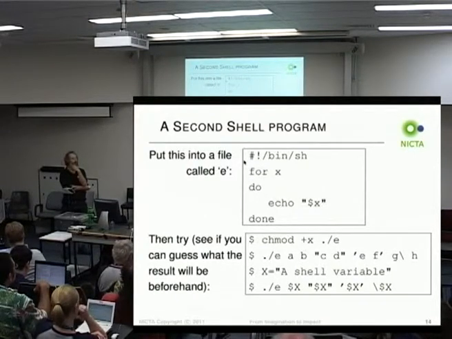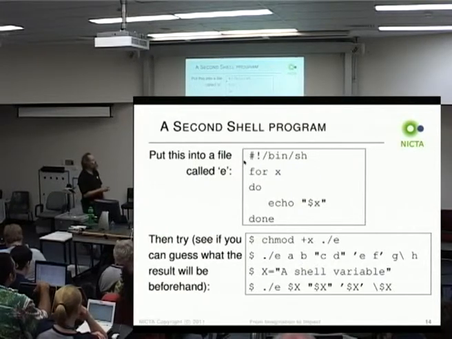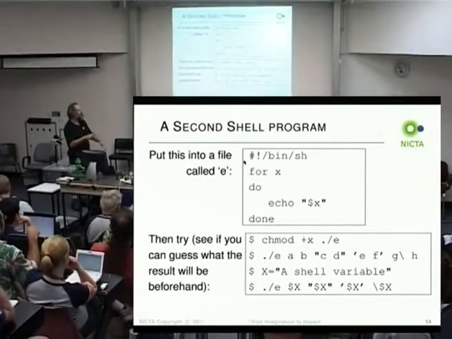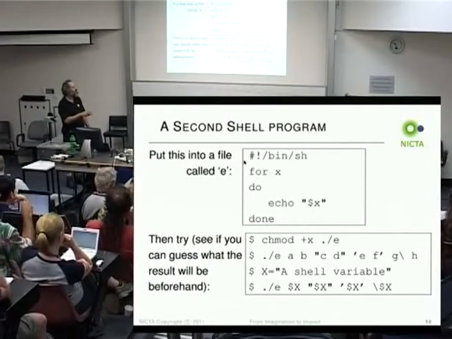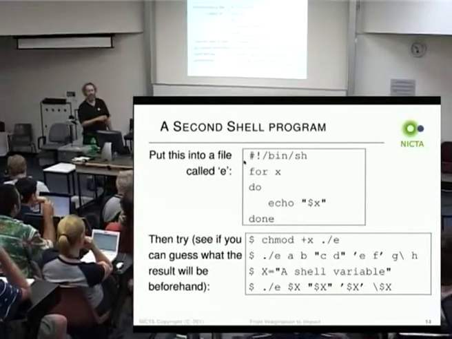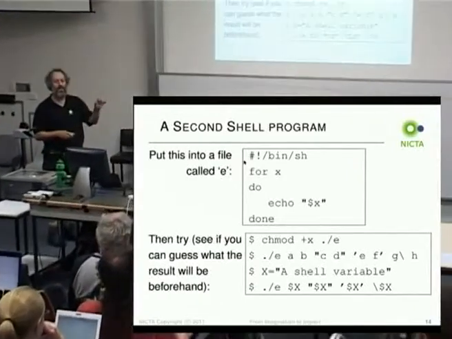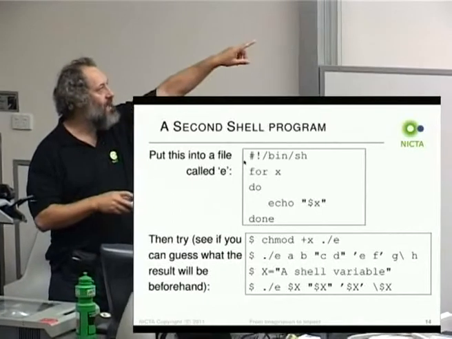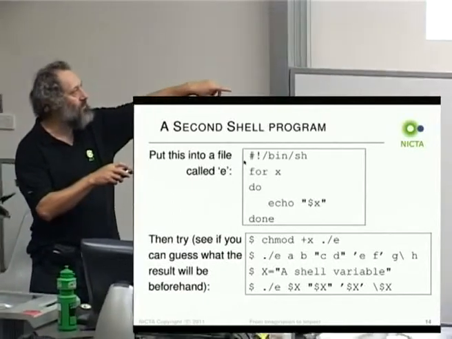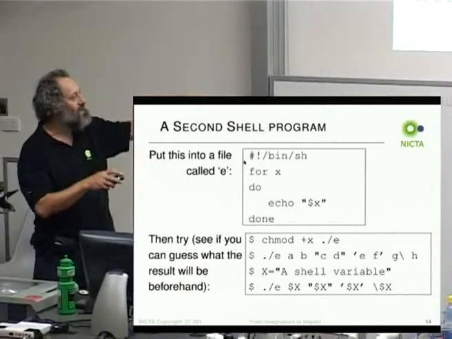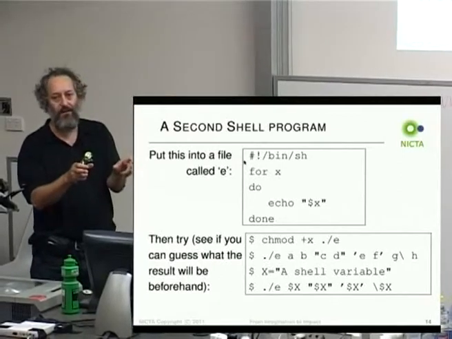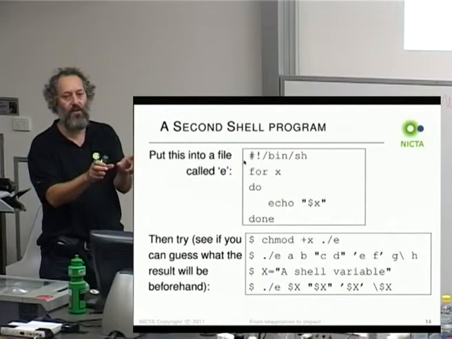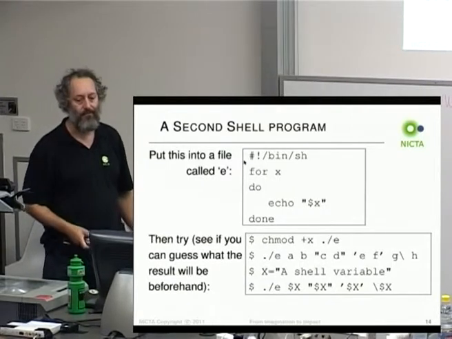No? What you should see is that the argument boundaries are still preserved. So you still get a line with A, B, C, D, E, F, and G, H. But multiple spaces are collapsed to a single space because echo echoes each of its arguments with a single space between them. And when you take the quotes away, $X expands to two arguments to echo. So any white space between them gets lost and gets converted to a single space in the output.